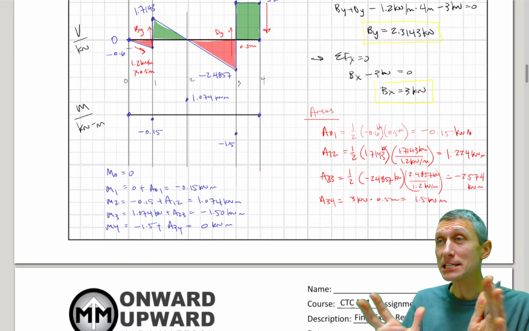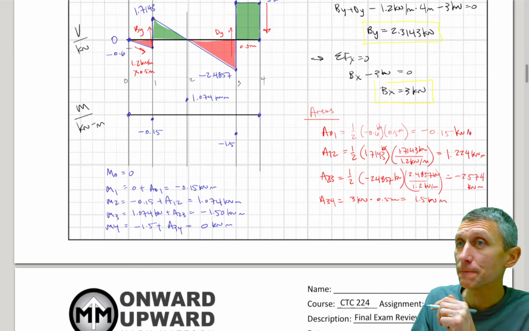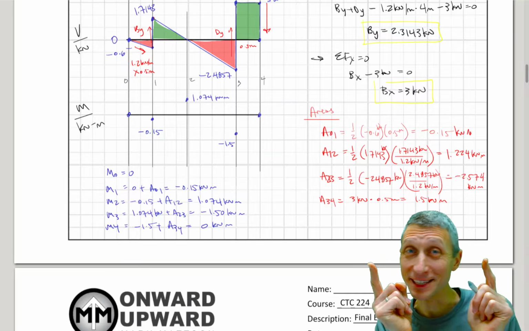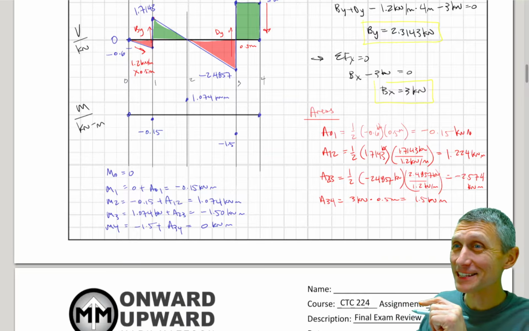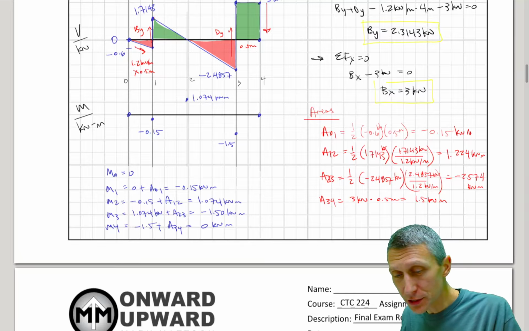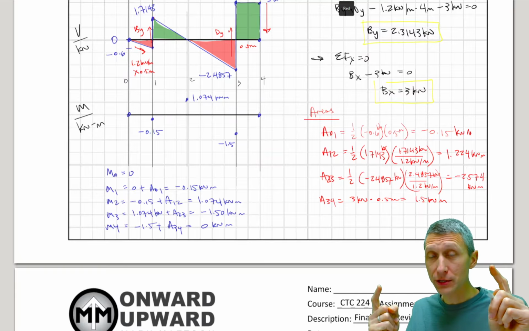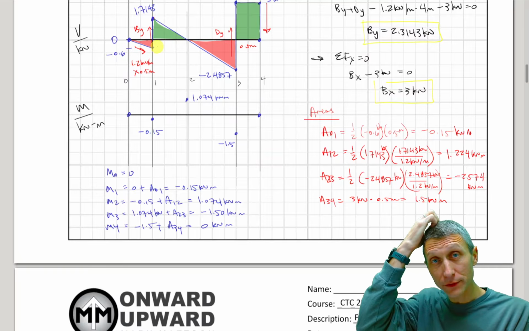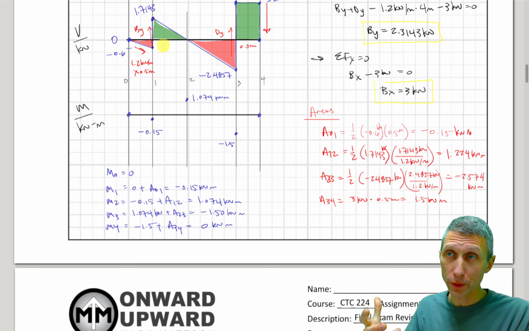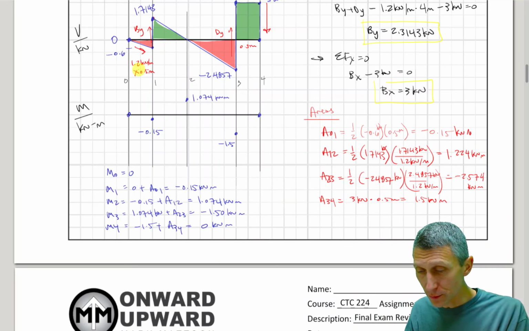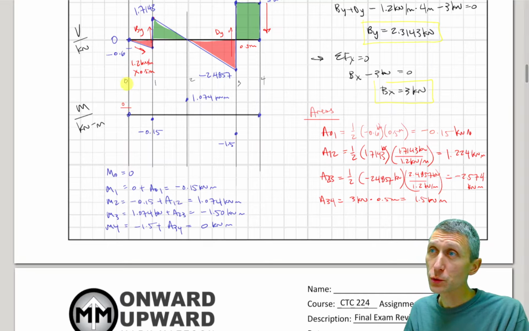Okay, so this is our moment diagram, and this is a good thing. The height of the shear is equal to the slope of the moment. I like to say that because it helps me understand how to draw this diagram. When I think of the height of the shear, I think, well, what's the value of the shear? The value of the shear is equal to the slope of the moment diagram. So if we start at 0 here, we have a 0 slope. So this is a 0 shear.